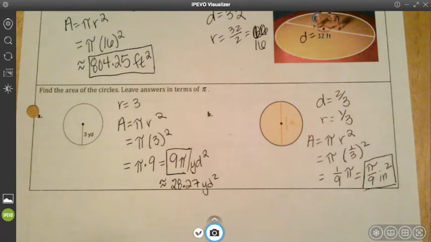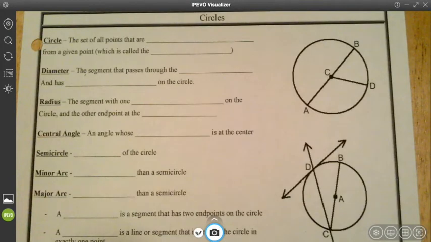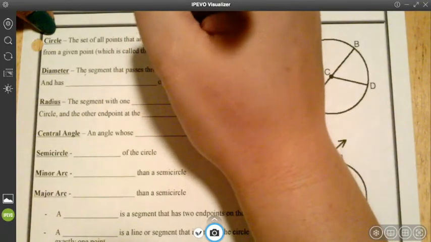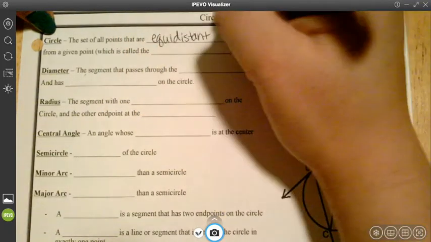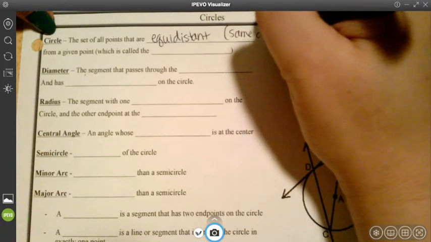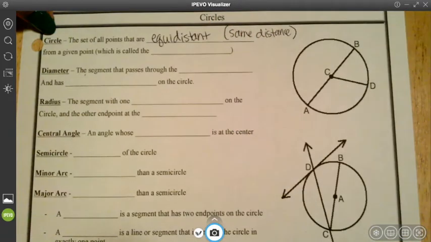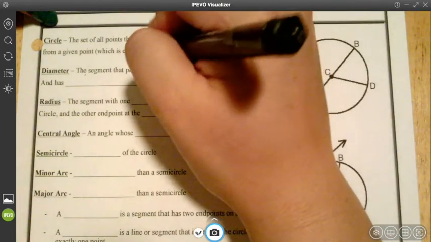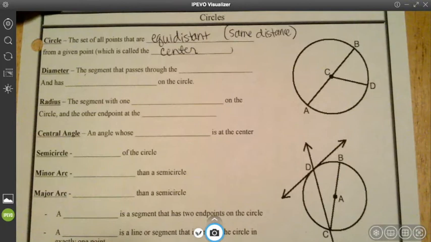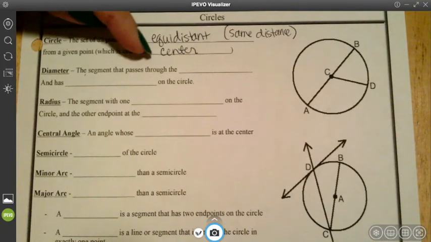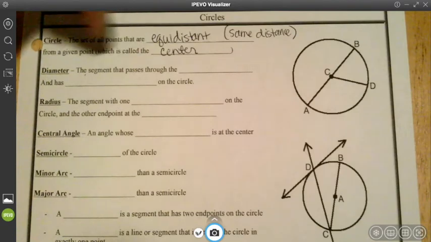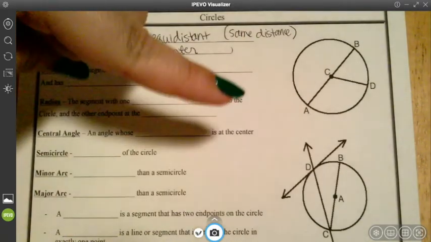Okay, let's take a look at the next page. Okay, so we're looking at a few more vocabulary terms for circles. We've already talked about a lot of these previously, but we want to formally define them. So a circle is the set of all points that are equidistant, meaning same distance from a given point, and that given point is called the center. So if we think back to when we were doing constructions, the center is where you would put the point of your compass, and all of the points that are the same distance create that circle.